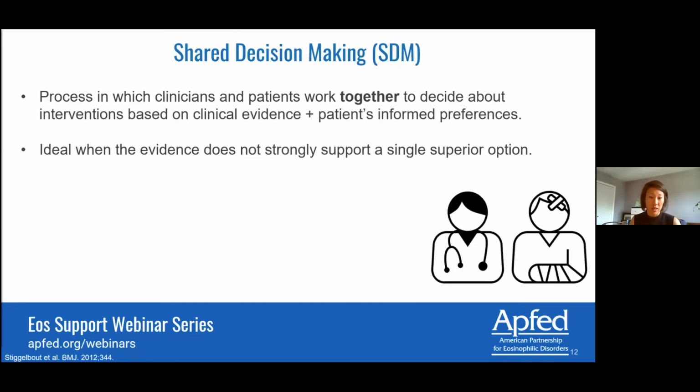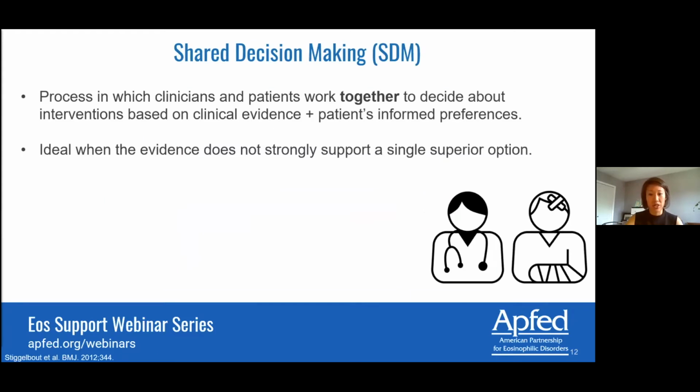So shared decision-making, the definition, is the process in which clinicians and patients work together. I'll be using the word together a whole lot. They decide on interventions based on the evidence that's out there and a patient's informed preferences. So as a physician, my knowledge and experience are brought to the current situation and then integrated with the patient's knowledge, preferences, and experiences.